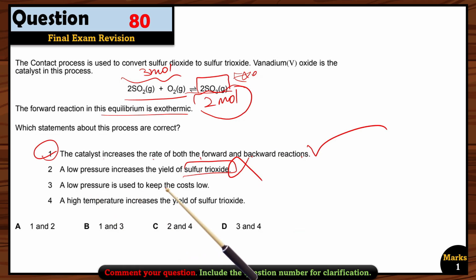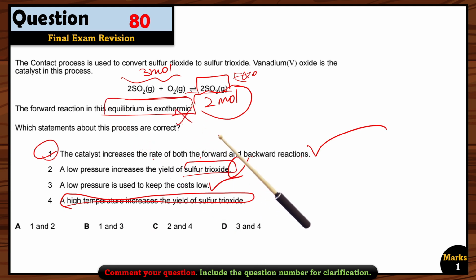A low pressure is used to keep the cost low. Yes, that is right. Why do we use low pressure in any reaction? Because we want to save the money. Okay, so to keep the cost low, the low pressure is used. Let's see the fourth. A high temperature increases the yield of sulfur trioxide. High temperature can only increase the yield if the reaction is endothermic. But let's see, this reaction is exothermic. So it means the statement is wrong.